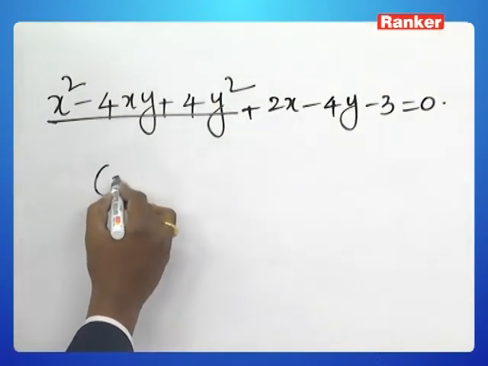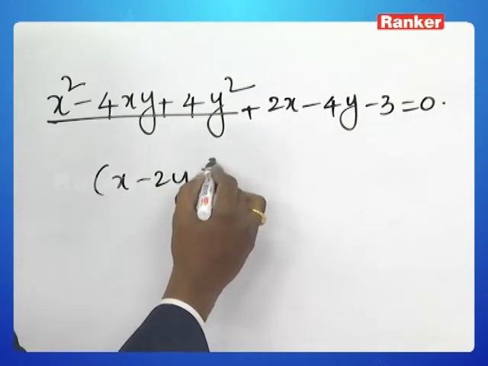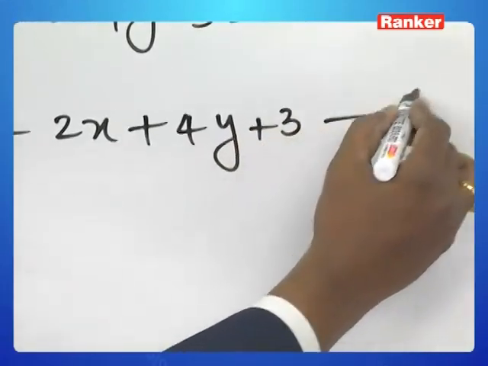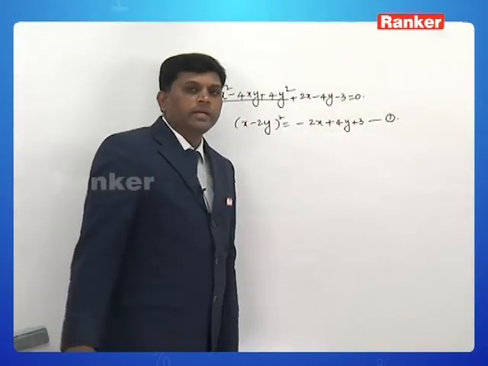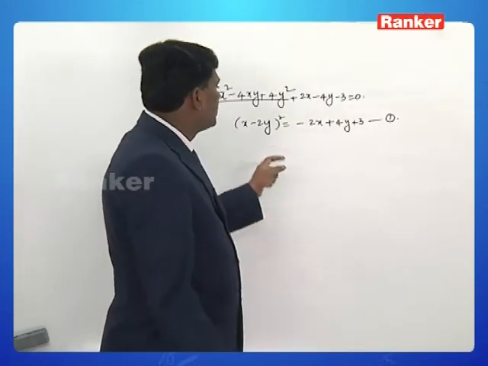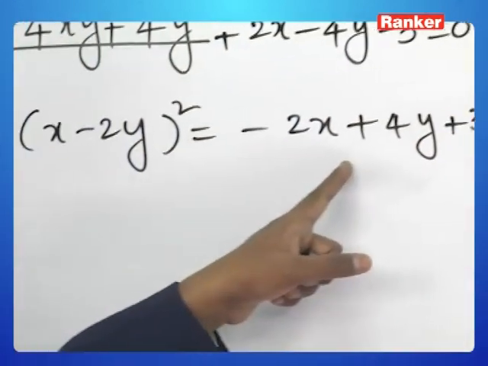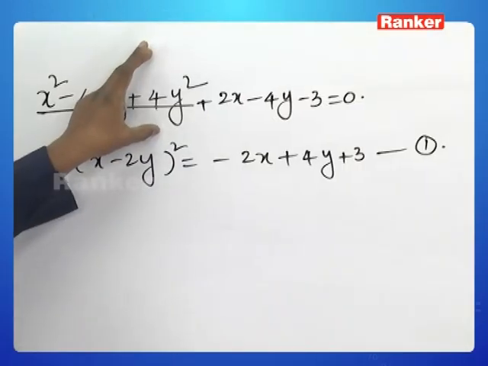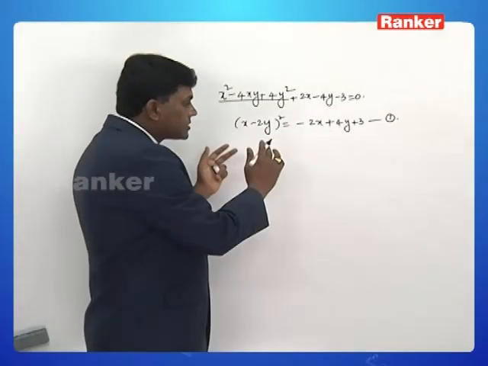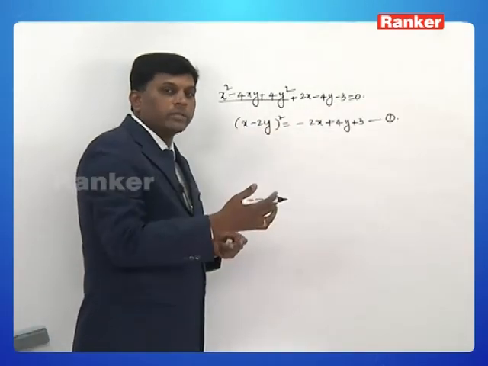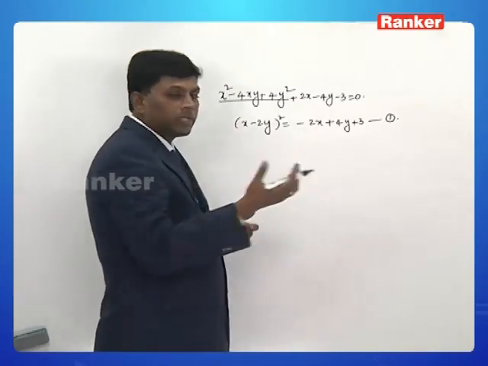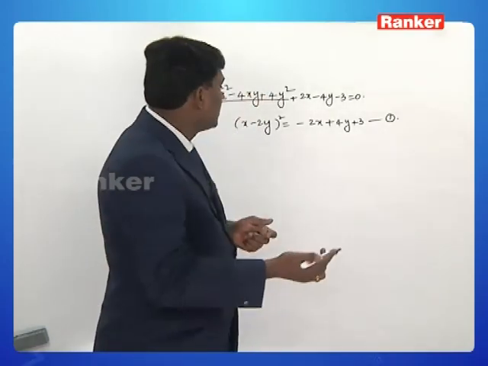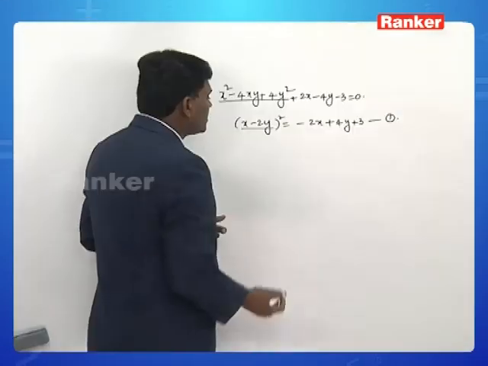We know that from this equation, (x minus 2y) whole square equals minus 2x plus 4y plus 3. Let us take this as equation number 1. Now, with the help of this, we have to get the standard form. We know that this equation will be written in what form? Perpendicular distance on the principal axis whole square. So the whole square term definitely contains the principal axis.